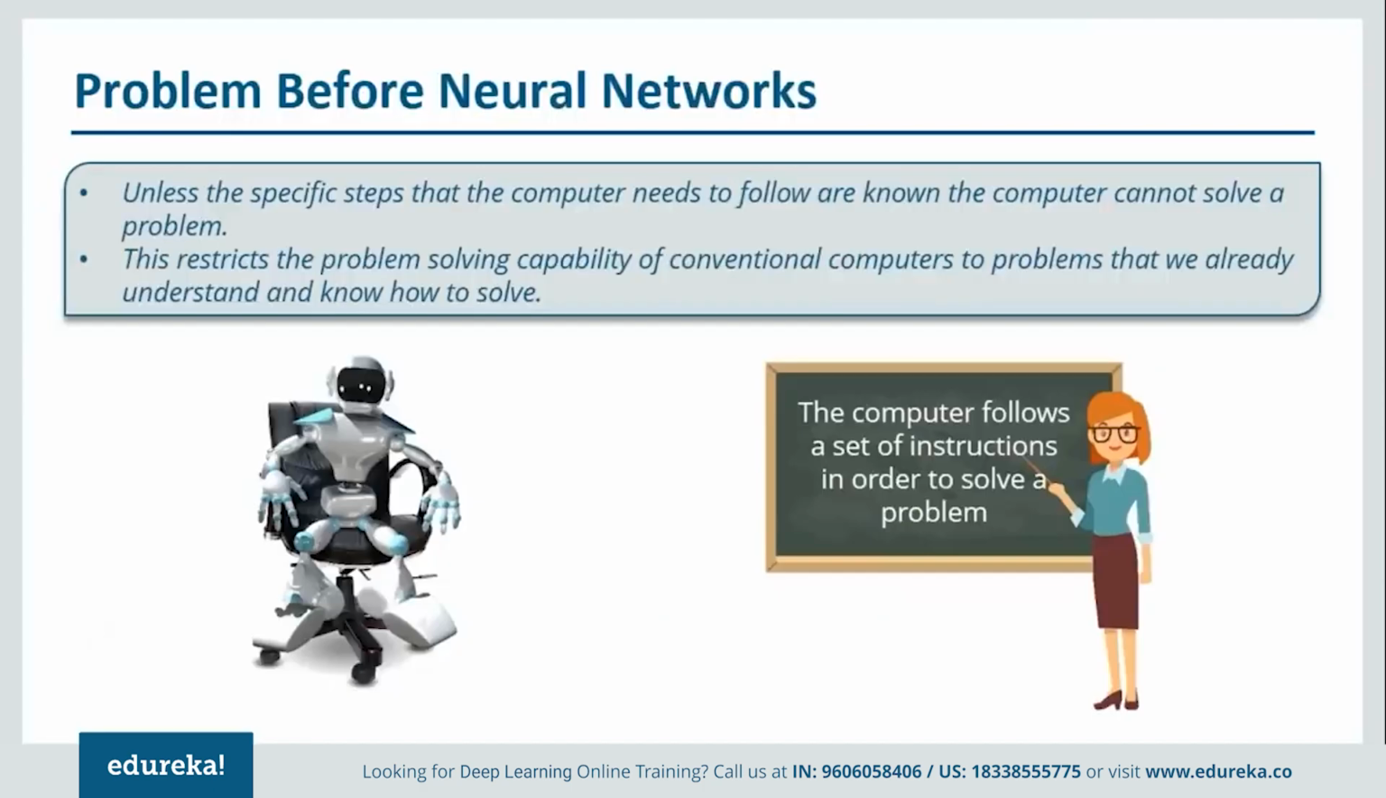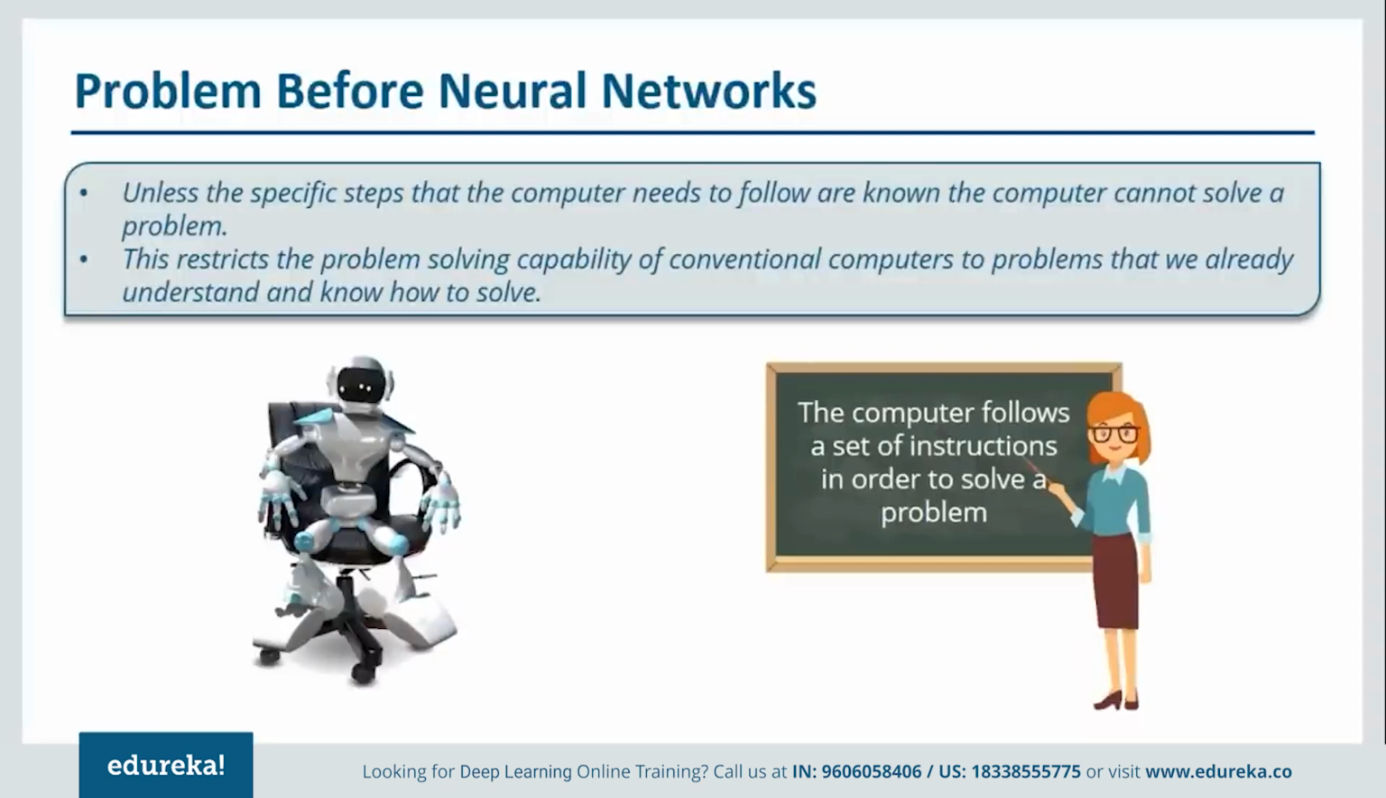So in order to understand why we need neural networks, we are going to compare the approach before and after neural networks. And we'll see what were the various problems that were there before neural networks. So earlier, conventional computers use an algorithmic approach. That is, the computer follows a set of instructions in order to solve a problem. And unless the specific steps that the computer needs to follow are known, the computer cannot solve the problem. So obviously we need a person who actually knows how to solve that problem, and he or she can provide the instructions to the computer as to how to solve that particular problem, right?